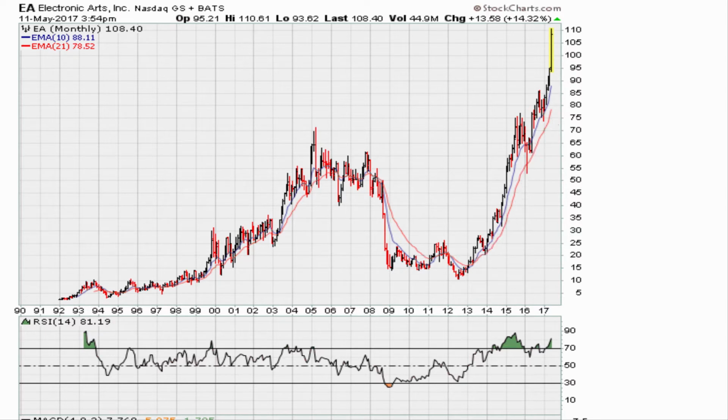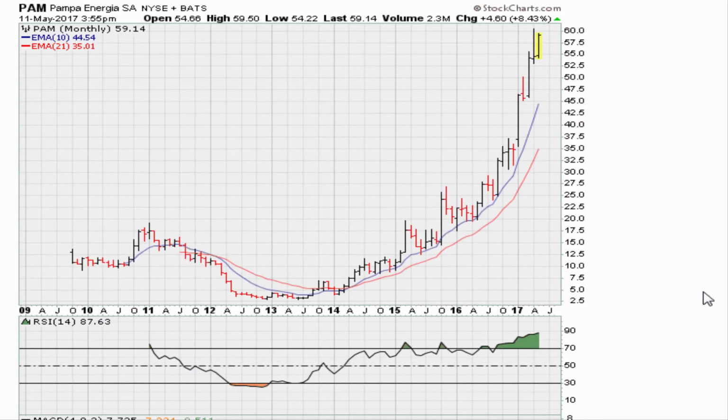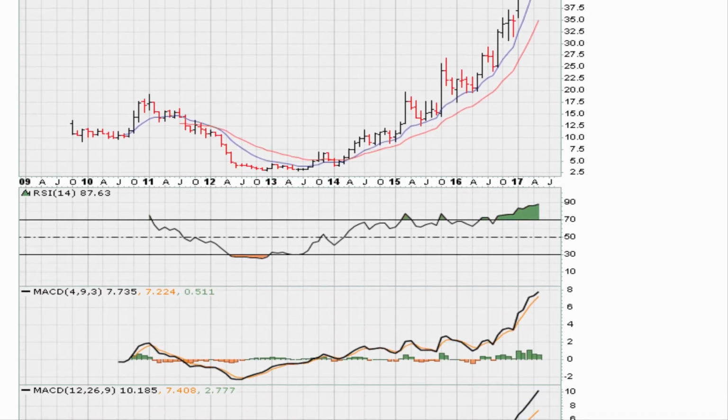Let's take a look at another stock, and the ticker symbol is PAM. And again, here we can see underperformance over a period of years, and then suddenly it goes into this fantastic run that took a couple of years. So what changed the fortunes here? And again, we see the same minimum requirements.